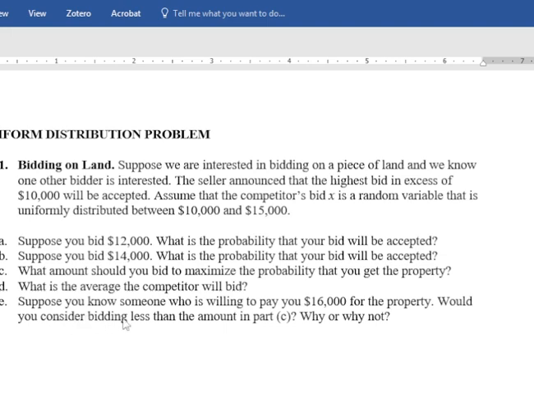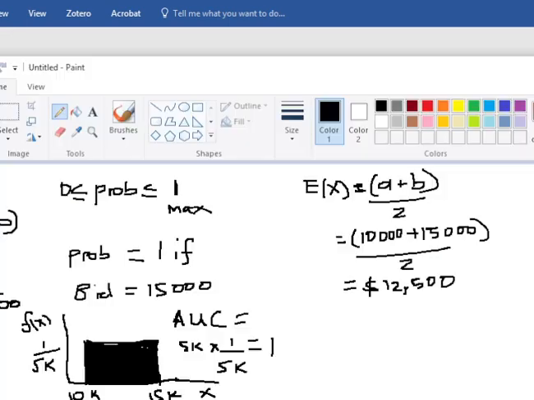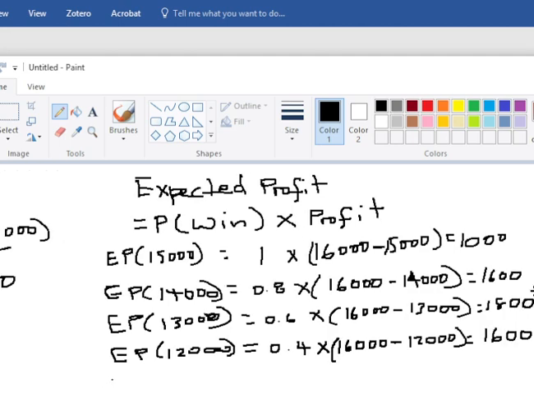Okay, part E says, suppose you know that someone is willing to pay you 16,000 for this property. Would you consider bidding less than the amount in part C? That means less than the 15,000 in part C. So what we're going to look at in this case is the expected profit, and one way to calculate that is to look at the probability of winning times the profit if you win.